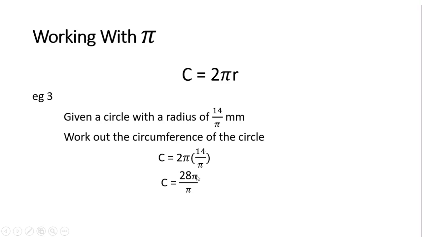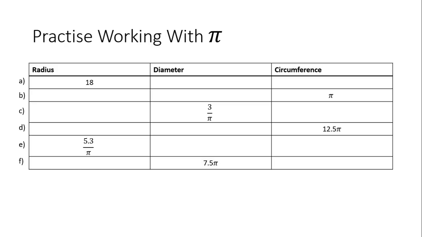Now this fraction can definitely be simplified. I can divide both top and bottom by pi, or simply do 28 pi divided by pi, and the pi will cancel out. The circumference is just 28 millimeters. Simple, right? Let's try some practice of your own.